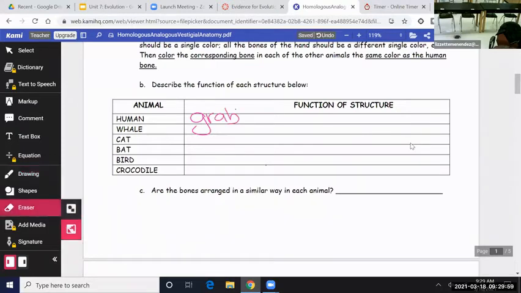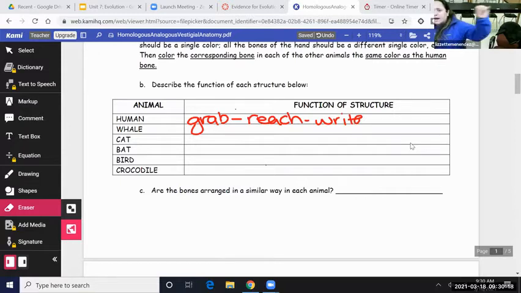We use the human arm to grab. Yeah, to grab. Oh, I like to reach. Sure, for sure. Good ones. To write. Yeah. We use our arms for a lot of things. Grab is the main one, but of course we can reach and grab things. We can grab a pencil and write. All very great functions for sure. Or eat, heck yeah.